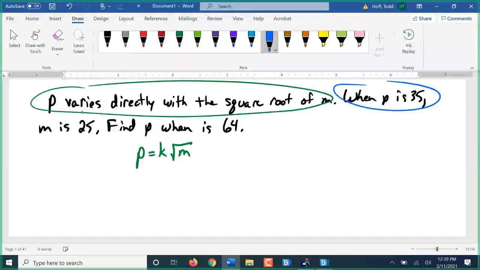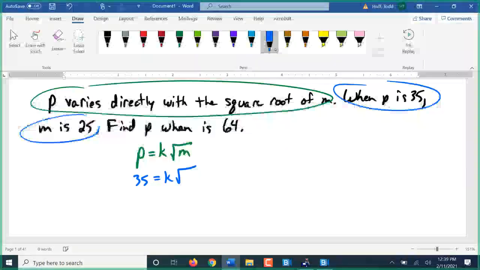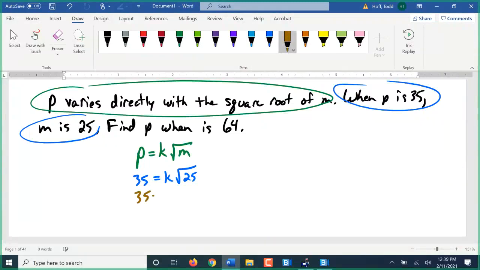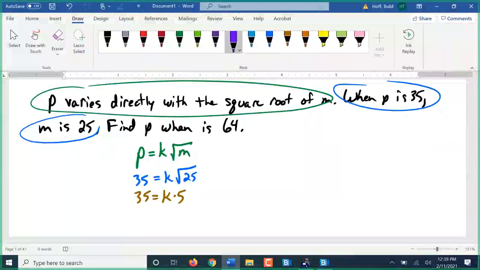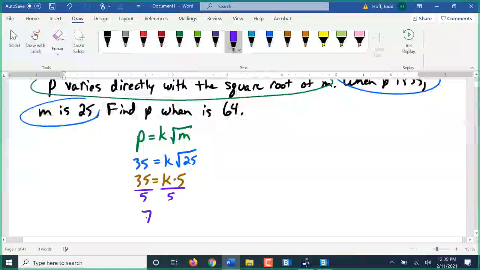Next we have that known condition. P is 35 when M is 25. So we fill those numbers in. Now it's going to take a couple of steps to solve this. It's not going to be quite as simple as before. First thing we have to do is take the square root of 25, which is 5. Now we know that it could be 5 or negative 5, but in most real applications it's the positive number. So we're only going to use the positive number, the 5. And then we'll divide by 5, get that 7 equals K.